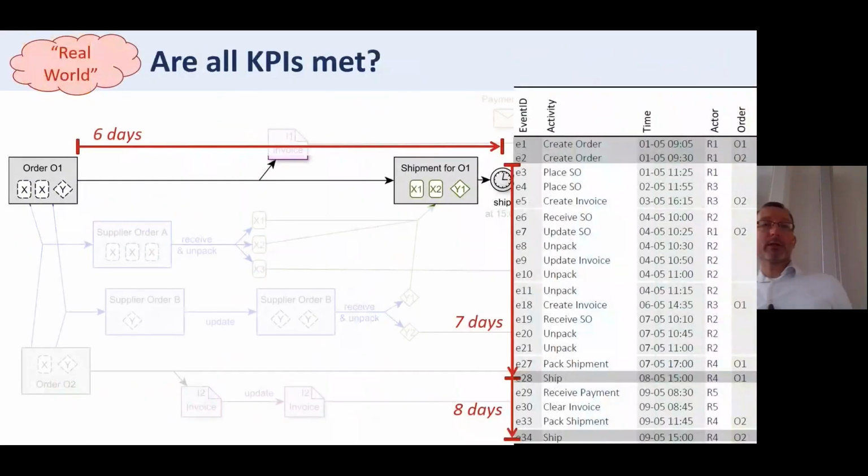So now the question is, are all the KPIs met? And this I can check on this object-centric event log by just looking at it. Order 1 is placed on 1st of May, and it's shipped on 8th of May, so that's 7 days. The other one is shipped on 9th of May, so it's 8 days. So they're violated. Not sure you can see that, but why? Why are they not met? That's the big question.